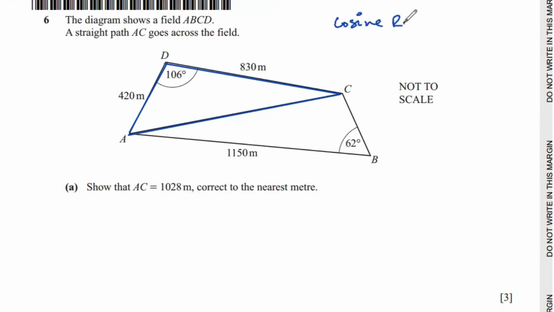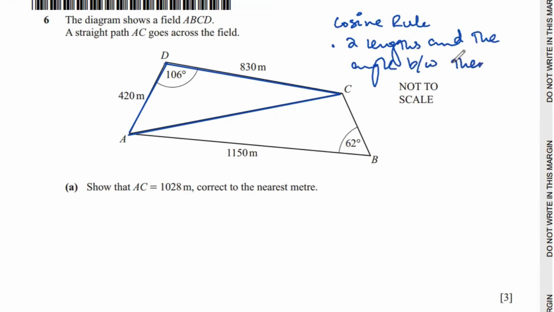The cosine rule has two conditions. If you're trying to find a missing length, then you need two lengths and the angle between them. And if you're trying to find a missing angle, then you need all three lengths. So we have two lengths and the angle between them, which means we can use the cosine rule.